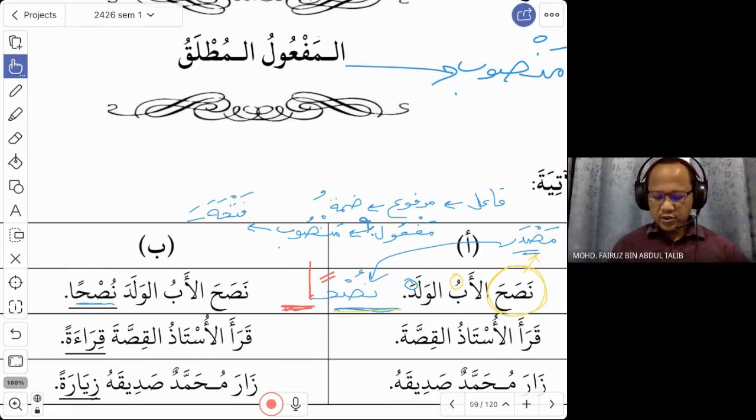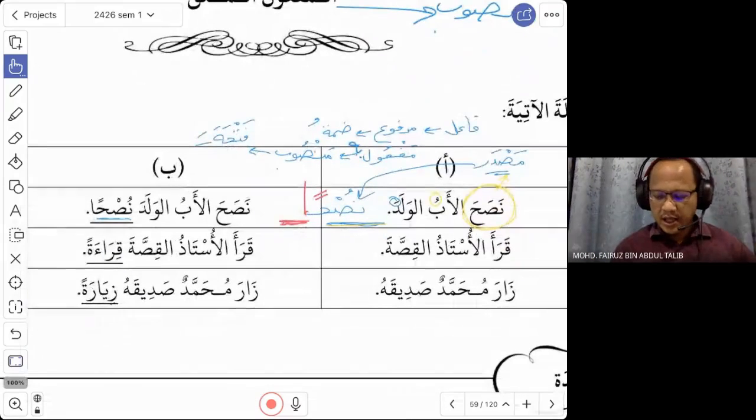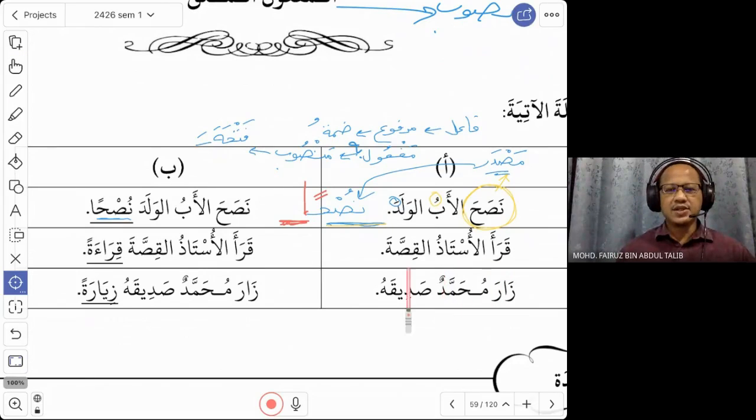Okay, let us look at number 2. If you have any question, please ask. Al-jumlatu thaniya: qara'a al-ustadhu al-qissah. Qara'a, that is the verb. Al-ustaz, this is the fa'il. The ustaz read the qissa, he read the story. Al-qissata is the maf'ulun bih, the direct object.